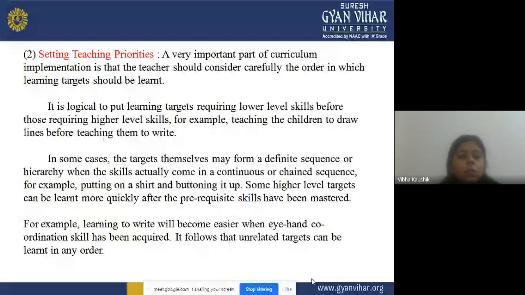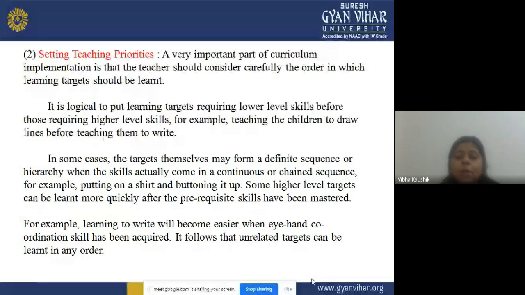For example, teaching the children to draw lines before teaching them to write. Drawing lines is the lower level skill that will be required by the students, and the higher level skill will be being able to write. In some cases, the targets themselves may form a sequence or hierarchy when the skills actually come in a continuous or chain sequence. For example, putting on a shirt and buttoning it.